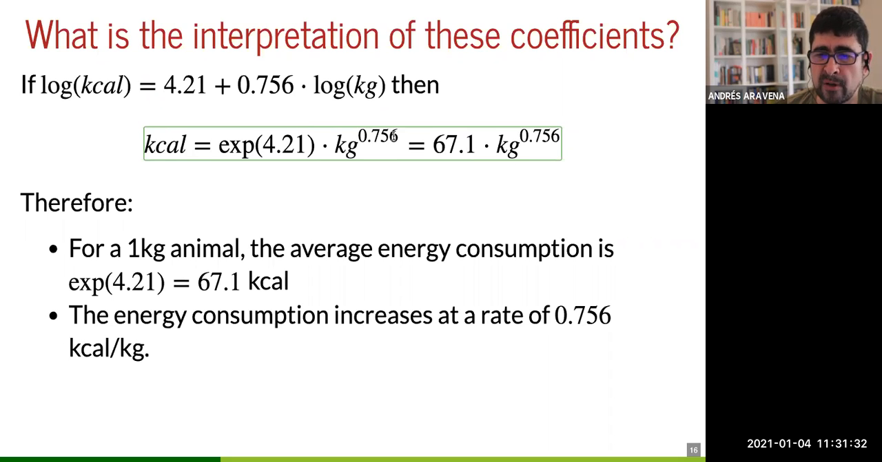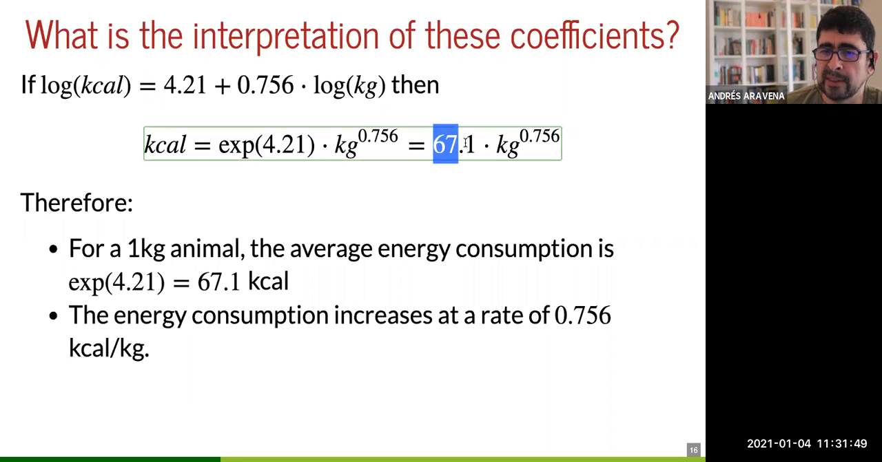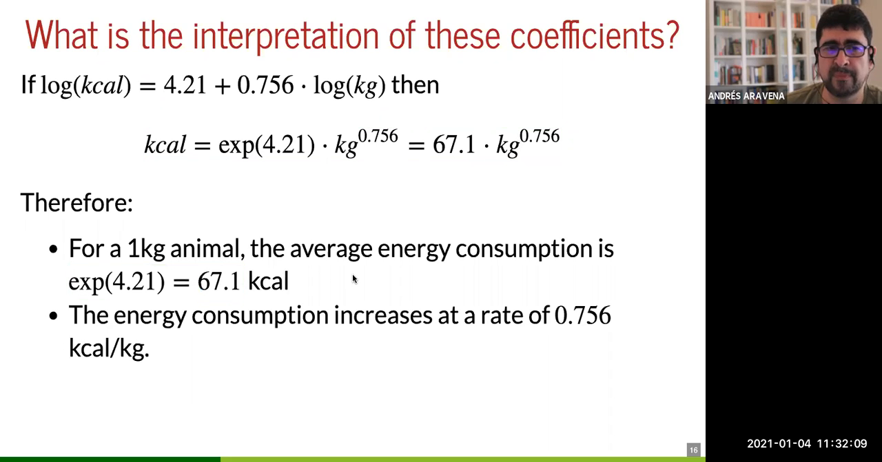This is measuring kilocalories. This is measuring kilograms. So this value here has to change the units. How many calories per kilogram? And this is the exponent. That is the interesting part. So, one way to think is this: if kilogram is 1, then the exponent doesn't matter. 1 to any exponent is 1. So for 1 kilogram, the consumption will be 67.1. That is kind of the constant. Okay.